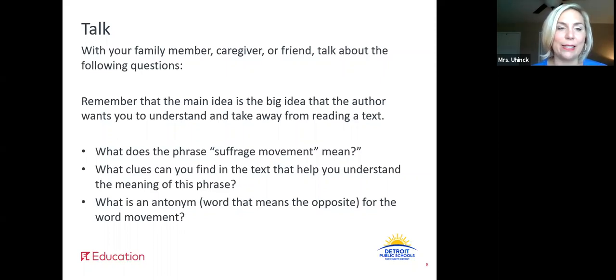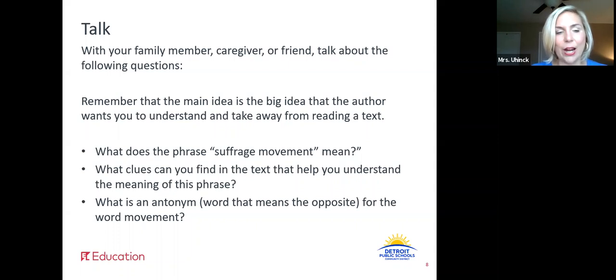All right, so let's think about this. Have a discussion around this first question. What does the phrase suffrage movement mean? Pause the video and talk about this now. All right, readers, great. Now that you've thought about what suffrage movement means, I want you to talk about what clues you found in the text that help you understand the meaning of the phrase. All right, pause this video and in your discussion, make sure you're looking back at that section of text and thinking about what clues you can find to help you understand the meaning of the phrase. Pause this video now.